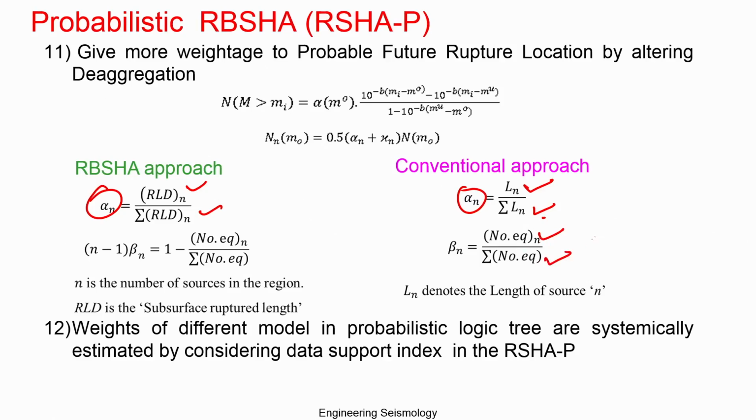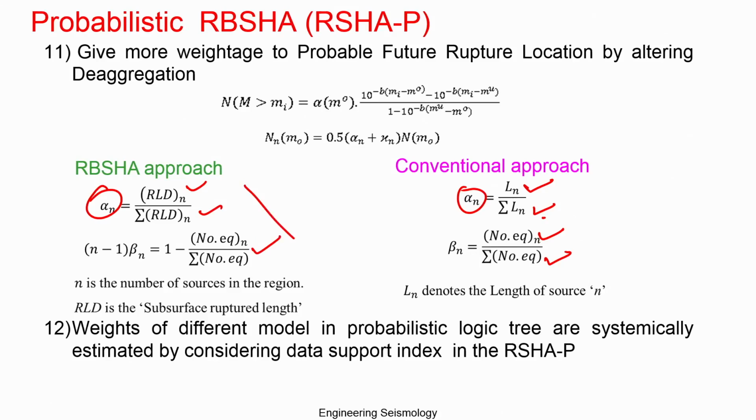Conventionally this gives more weightage to the already ruptured source or already earthquake location, but here we are taking 1 minus that, so it gives less weightage there, and more weightage where the number of earthquakes is less. So, that concept has been introduced here. This is actually in the research and development stage.